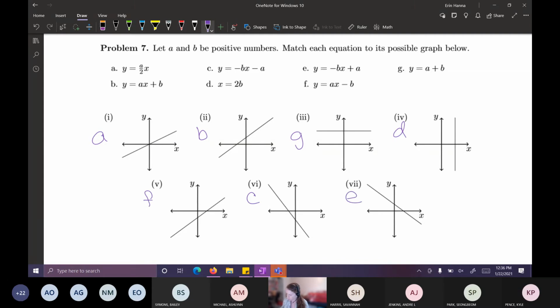So if you did do them by paper, it's essentially the same reasoning. The y equals a over 2x goes to the one that crosses at the origin, and so on and so forth. Questions, concerns about that question?